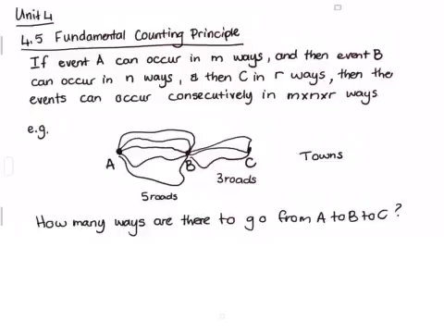You say, going from A to B, there are 5 roads that I can take. There are 5 ways this can happen. Going from B to C, there are 3 roads that I can take. So altogether there are 15 ways I could go from A to B to C. So that's your fundamental counting principle.